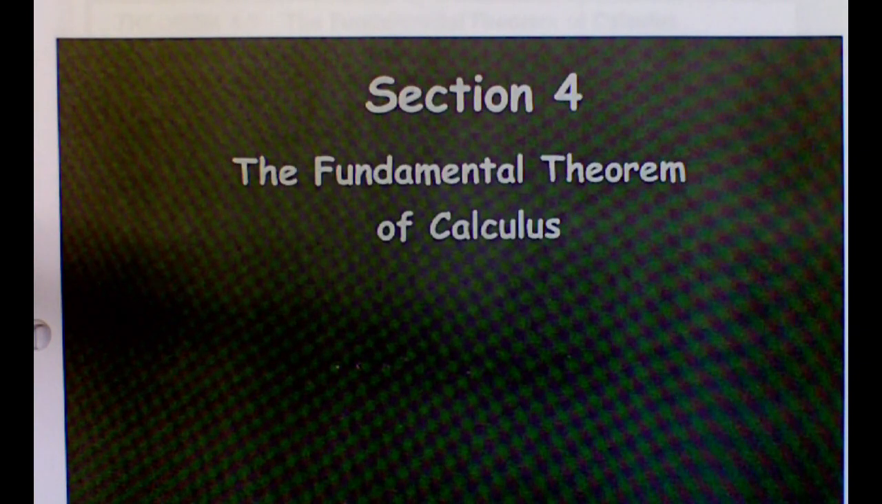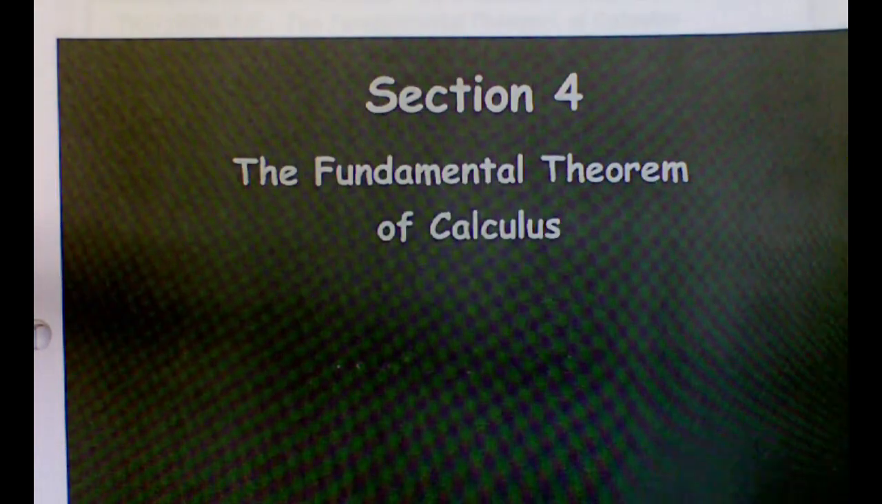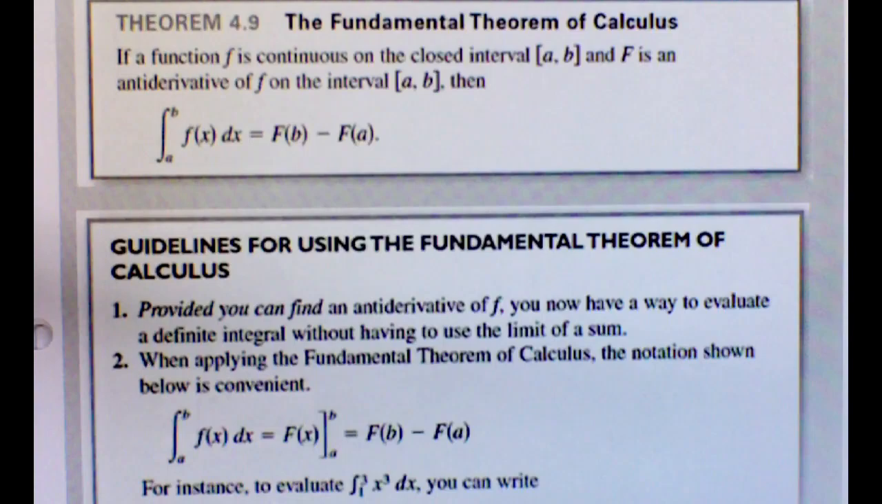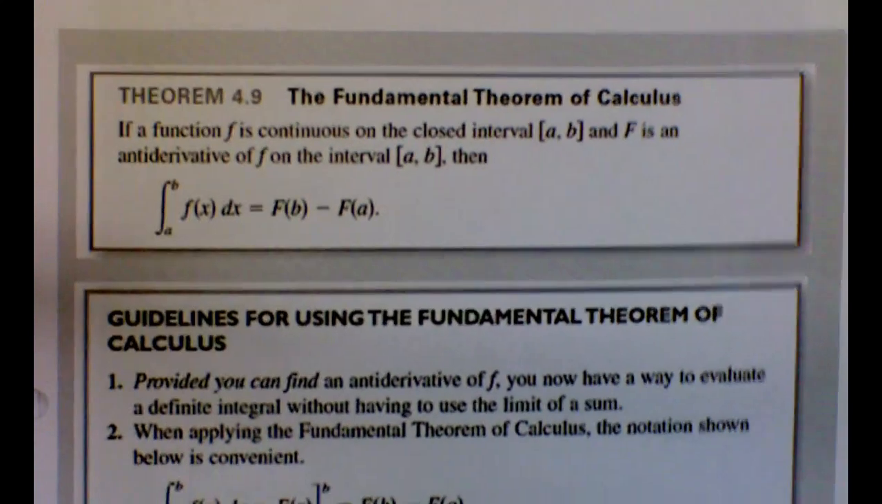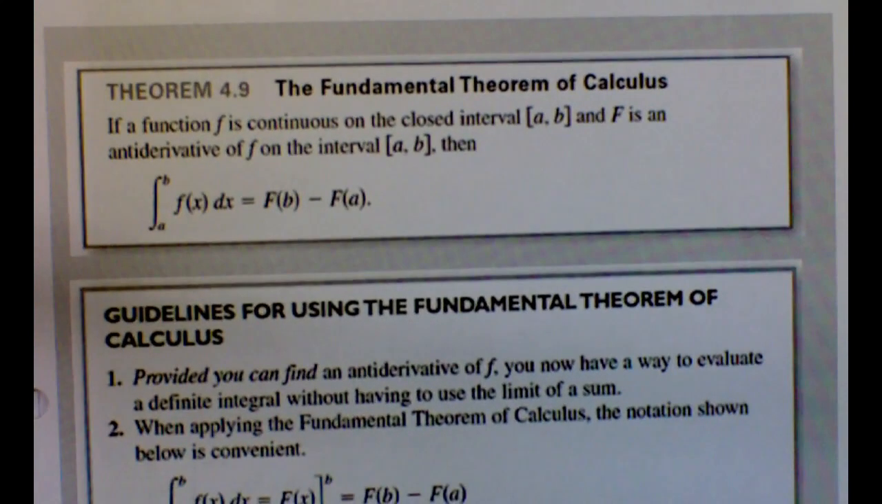All right, this is Chapter 4, Section 4, the Fundamental Theorem of Calculus. So, we're just going to dive straight in. The Fundamental Theorem of Calculus says if a function f is continuous on the closed interval a to b, and capital F is an antiderivative of lowercase f on the interval a to b, then the definite integral from a to b of f of x dx equals F of b minus F of a.